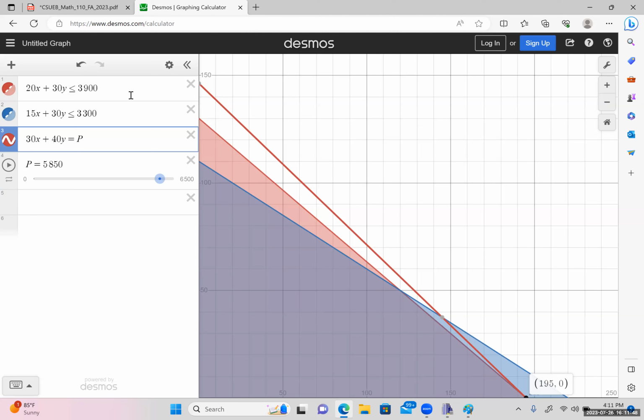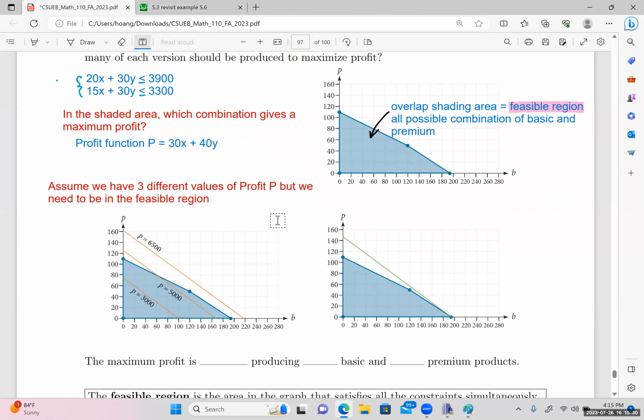I mean, if I want to get rid of the red and blue area here, let me see how to do that. Yeah, I think that's okay. Okay, so let's come back to what we have here.